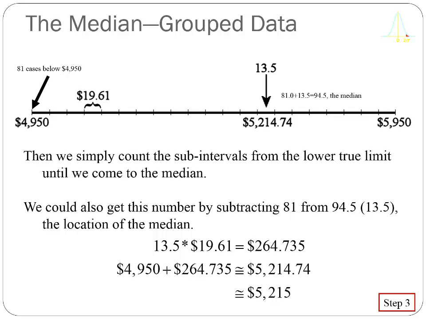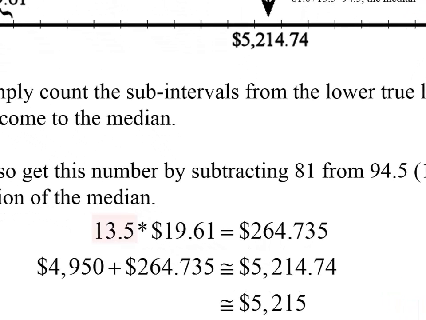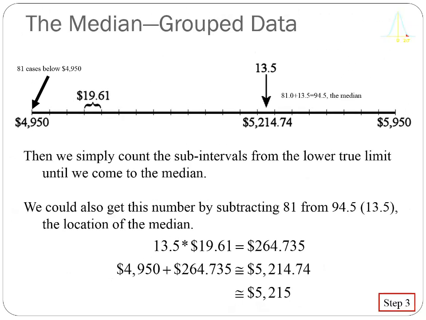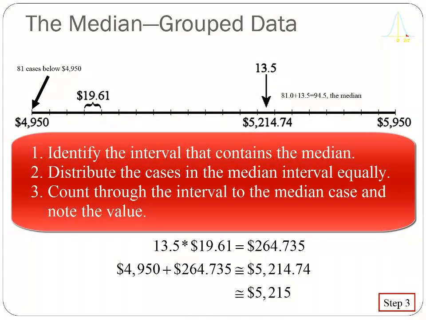Now, I can do a little math to make this easier. I know I have to move 13.5 units through the interval, and I know that each one of those units is $19.61. So if I multiply those two numbers together, I know that if I start at 4,950 and I move through the interval $264.735, then I should be at the median value. And with a little bit of rounding, I'm going to define my median in this example as $5,215.